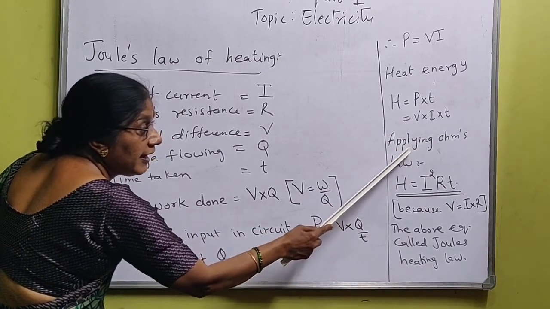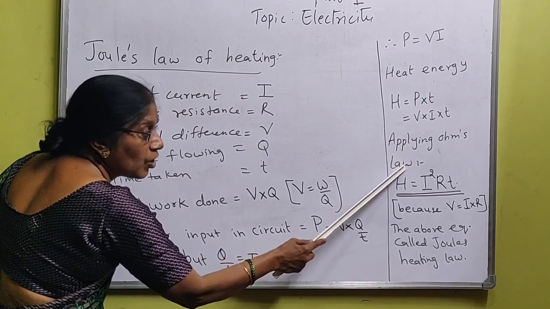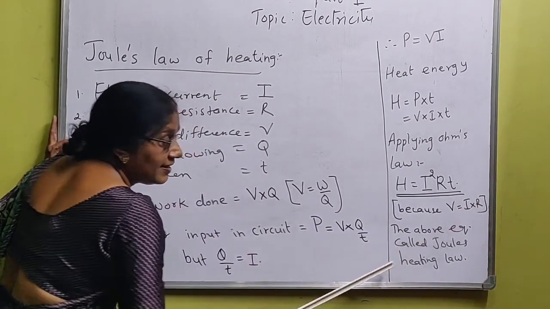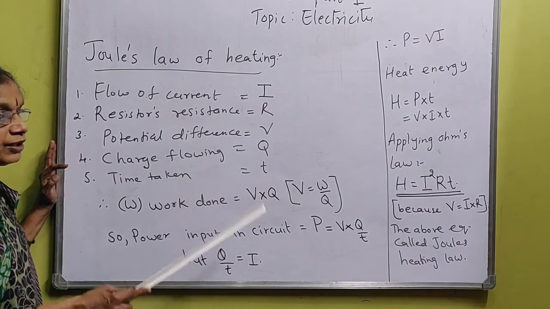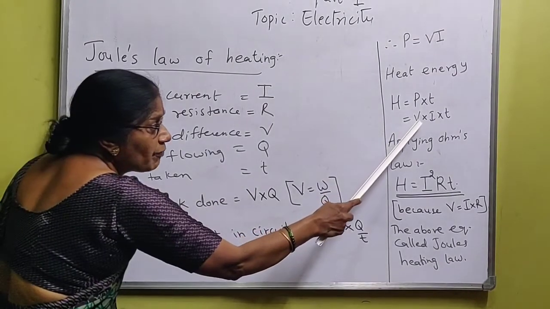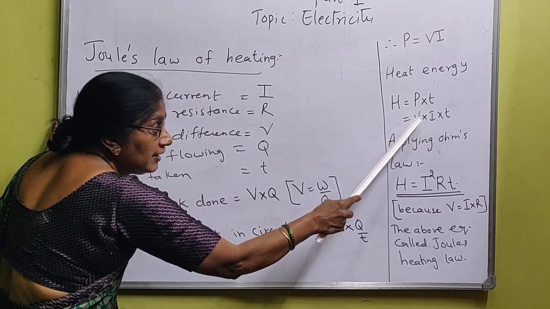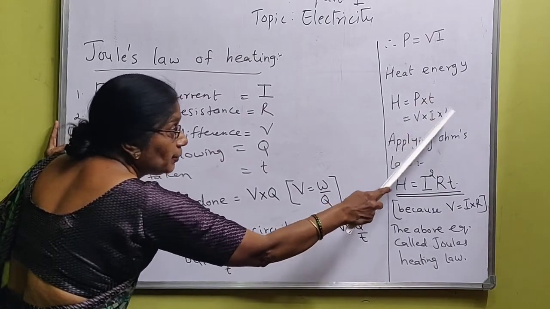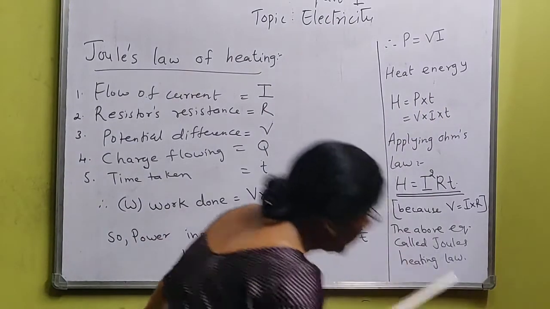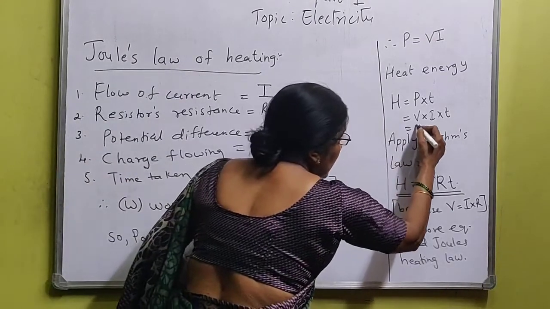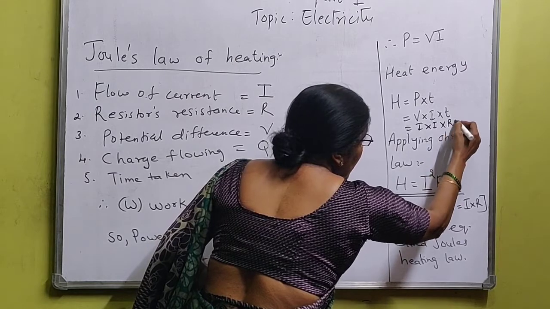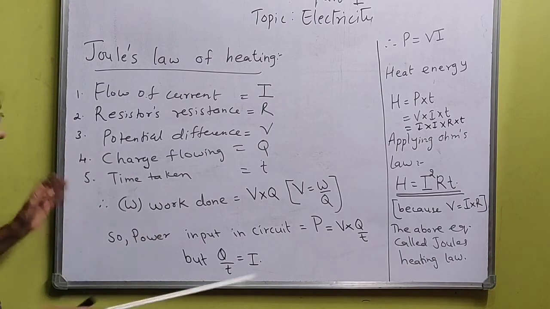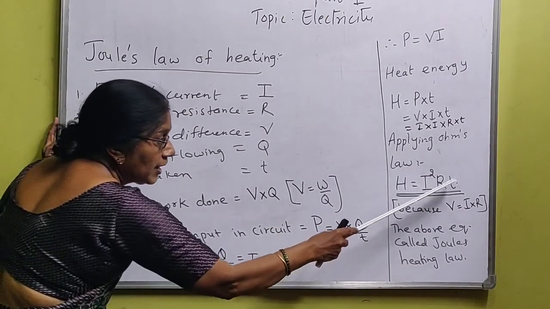We already have studied Ohm's law, so we are going to apply Ohm's law here. According to Ohm's law, potential difference is equal to current into resistance. R is equal to V by I, so V is equal to I into R. So instead of potential difference, I am going to take V as I into R. So H is equal to I into I into R into T. What is I into I? I into I is called I square. So H is equal to I square into R into T.